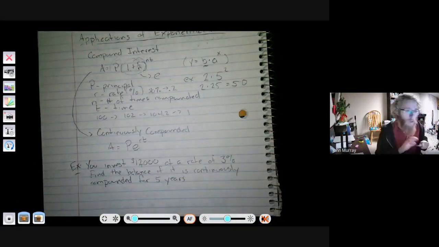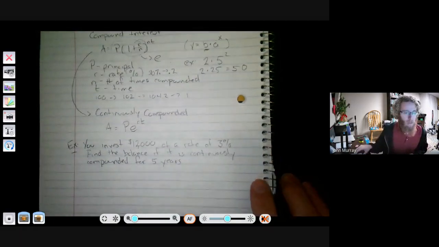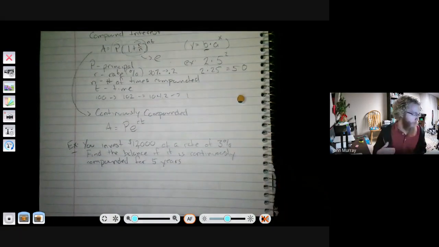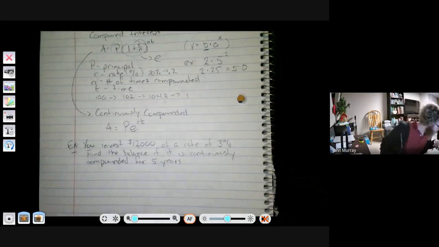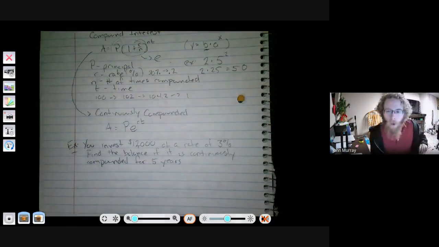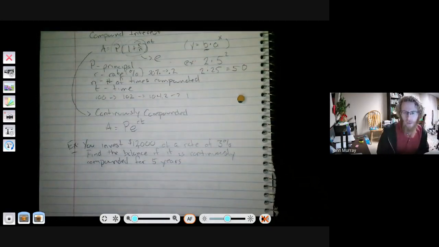All right, so let's look at an example. So we're going to invest, right? So again, this can be applied both ways, and it's the same process, if you're borrowing money or if you're investing money. So we're investing $12,000 at a rate of 3%. We want to find the balance if it is continuously compounded for 5 years.